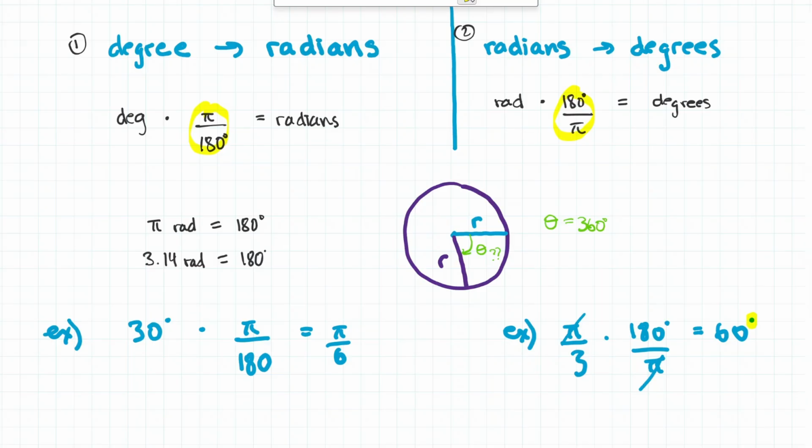I hope you enjoy this video. It shows you a very quick way to go from degrees to radians and radians to degrees, both of which are ways to represent your angle.